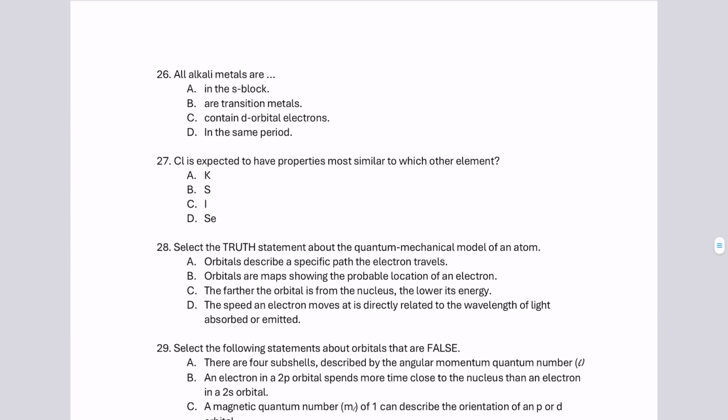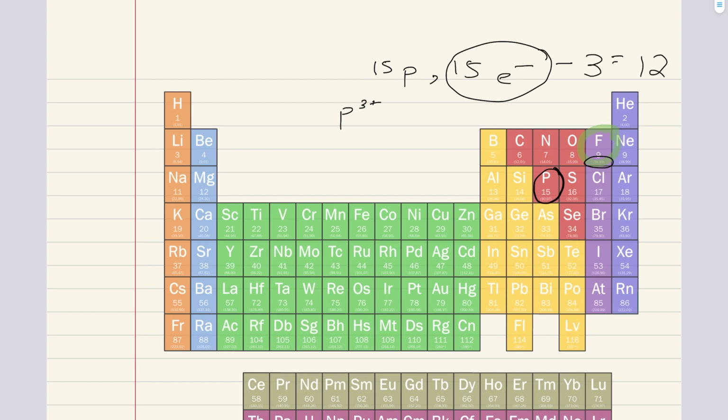26 says, all alkali metals are blank. A says in the s block, B says are transition metals, C says contain d orbital electrons, and D says in the same period. So the alkali metals are group 1 elements. So they are definitely not in the same period. They're in the same group, and they include hydrogen, lithium, sodium, potassium, rubidium, cesium, and francium.